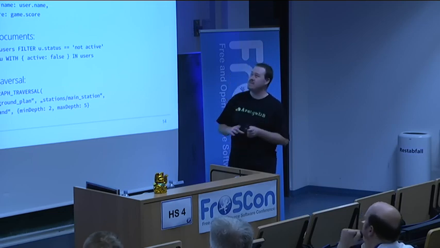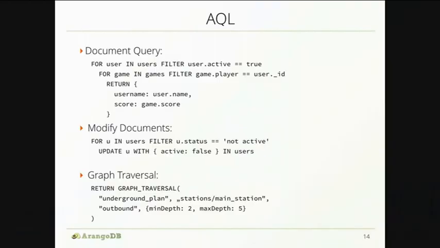Okay, so how does that look like now? AQL, the query language. On top, we have a document query. So in this query, I will just get the users which are active, and then I iterate over the games, and there I'm performing a join. Because I just get these games where the player has the same ID as the user. And this is how I could do a join. And then I can return the user's name and, for example, the score.